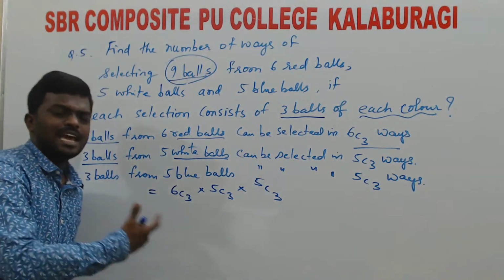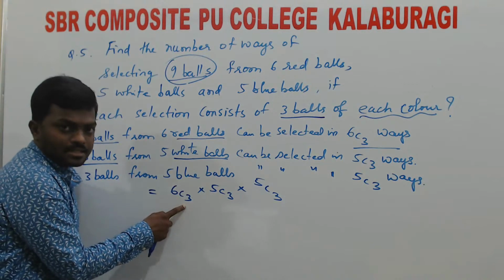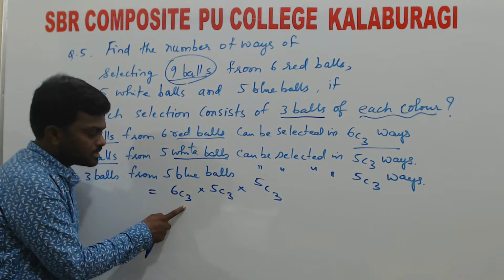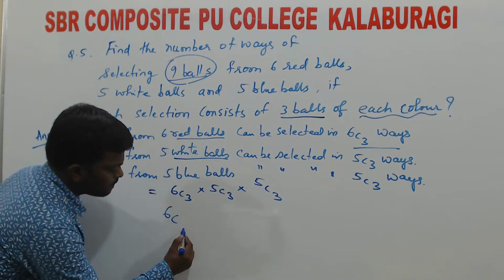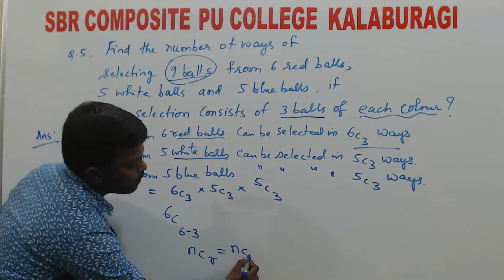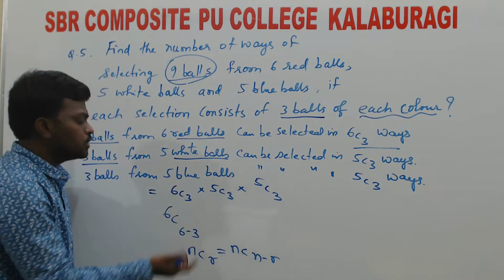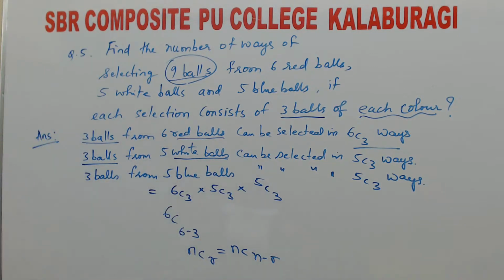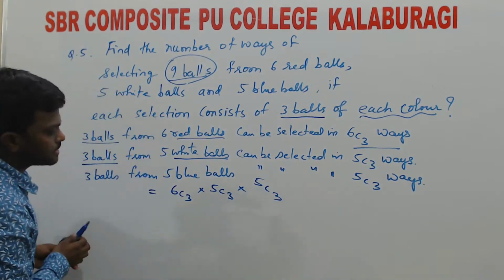Okay, let me see if we can use the property nCr equals nC(n minus r) here. For 6C3, that is 6C(6 minus 3). Which property have I used? nCr is equal to nC(n minus r). So 6 minus 3 gives you again 3 only. So it doesn't matter if you apply the formula to the 6C3 or not. Is that clear? So I'll keep it as it is, 6C3.